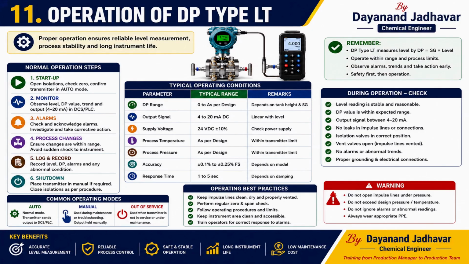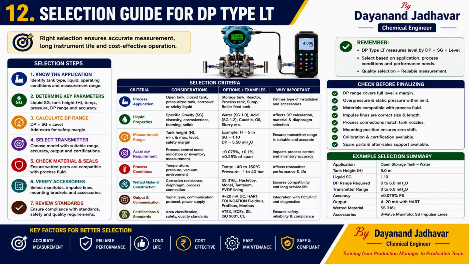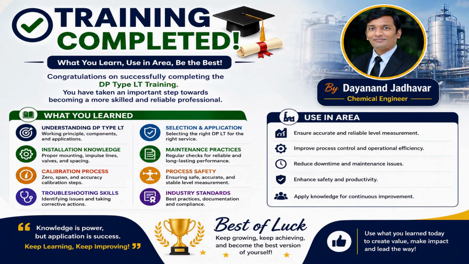Always provide root valves, vent valves, drain valves, and a 3-valve or 5-valve manifold. In normal operation, HP valve and LP valve are open and the equalizing valve is closed. During zero checking, isolation valves are closed and the equalizing valve is open. Wrong valve operation can give false reading.